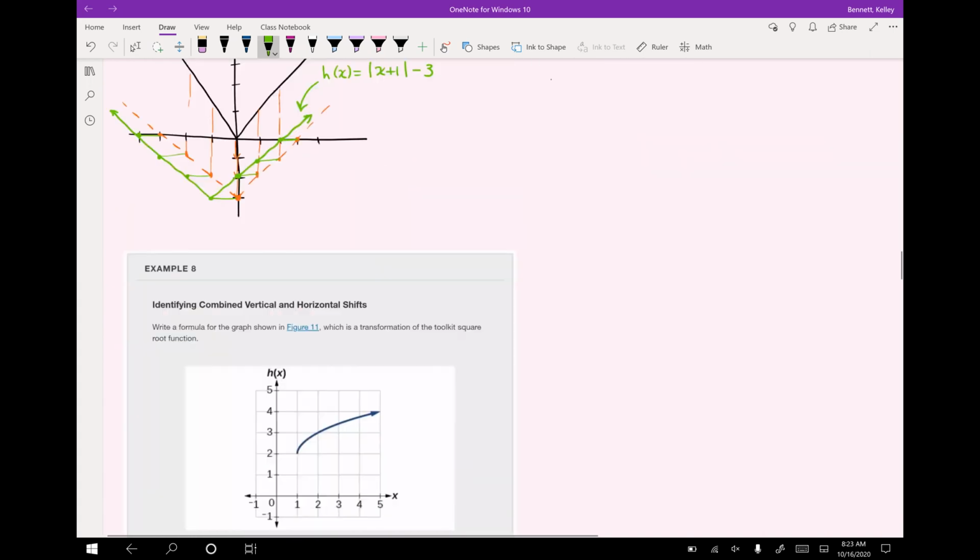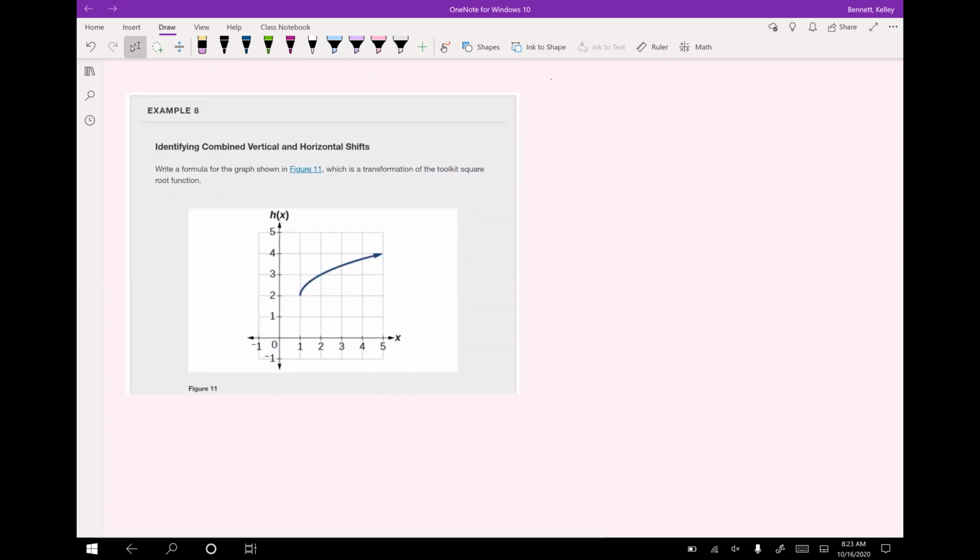So now let's see if we can identify a combined horizontal and vertical shift. So this function here, our original guy, would have been the square root function. Right, so f of x, the original, is just the square root of x. And I want to know, how did I get from f of x to that floating blue thing? So you could look at it 2 ways.